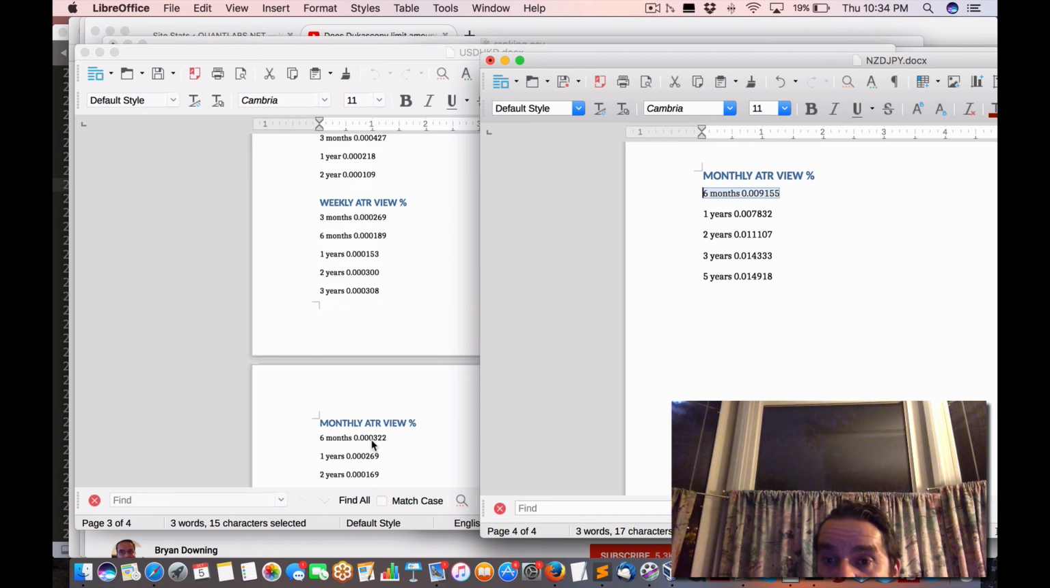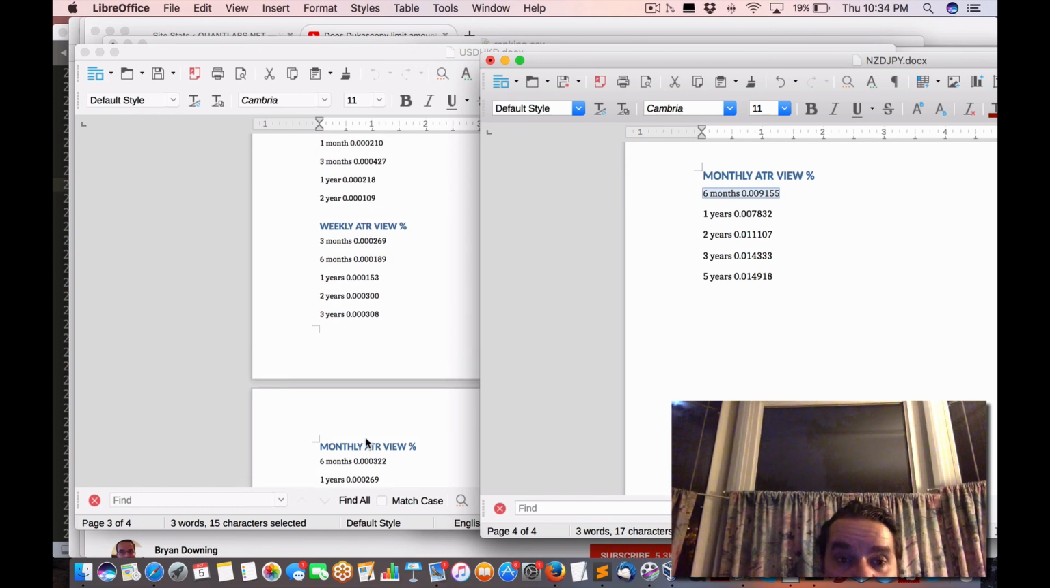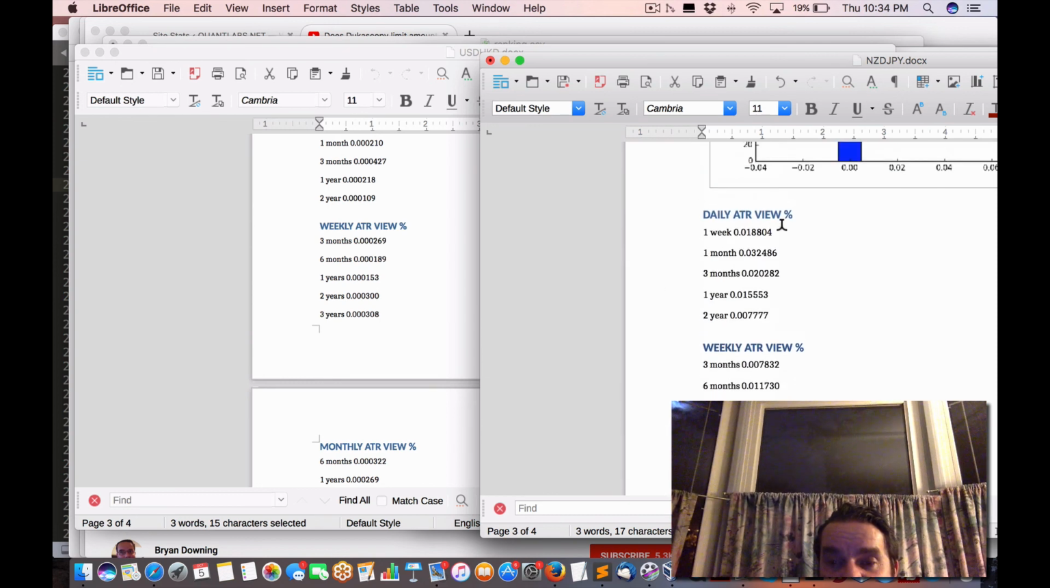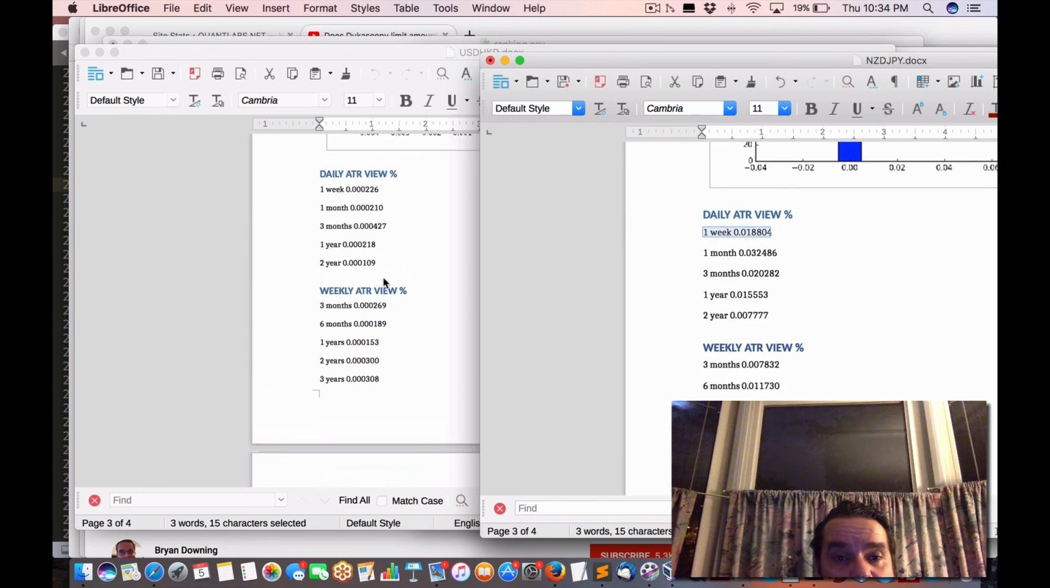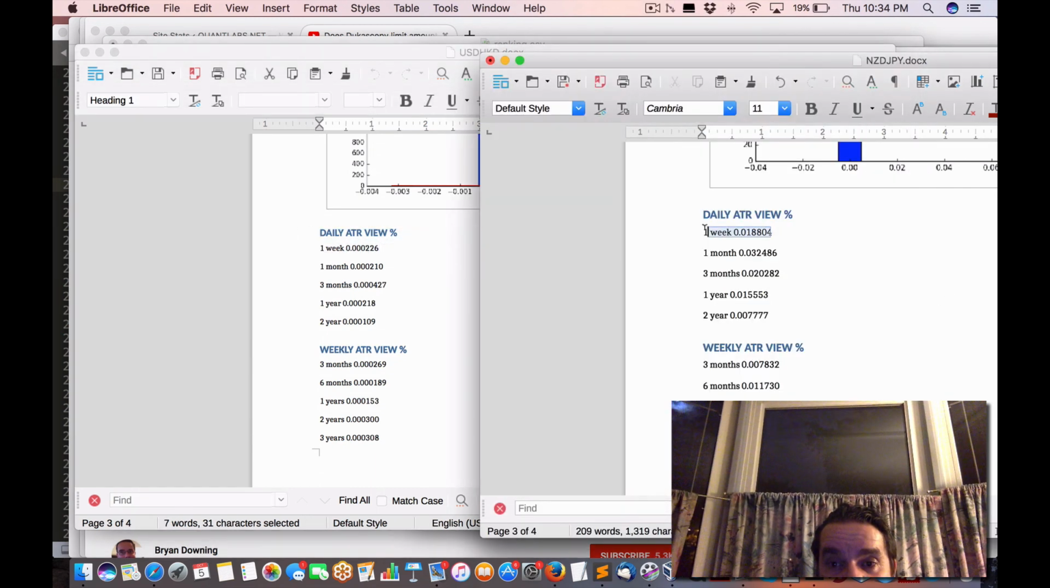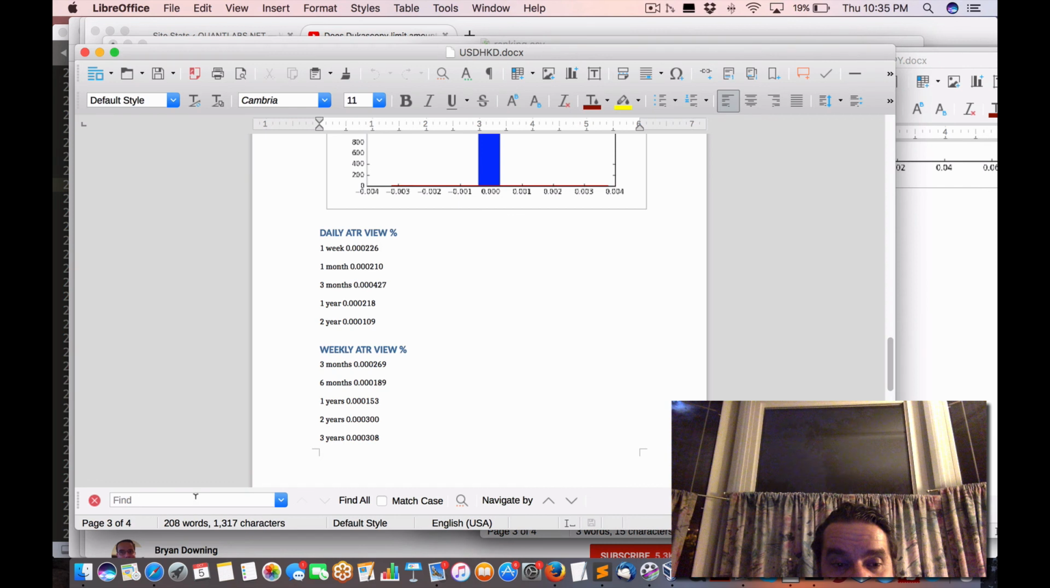So the New Zealand Japanese yen is much more volatile, whereas the weekly, or let's just look more at the short term. You could see here on the weekly, daily, it's much more volatile here. So this does look correct.